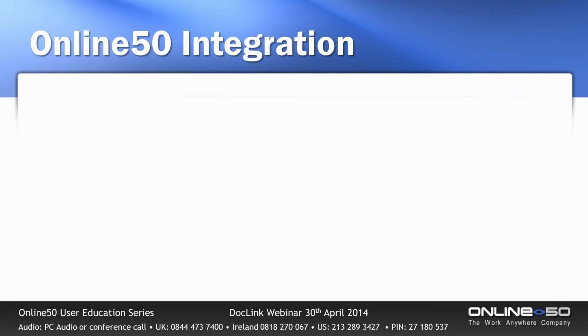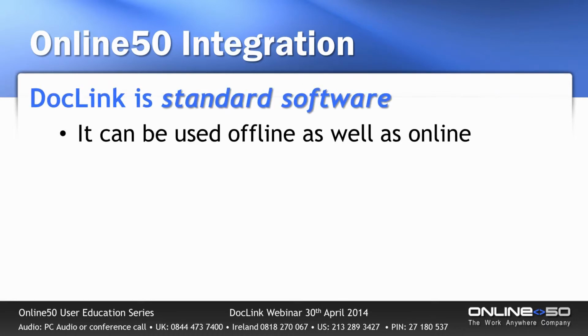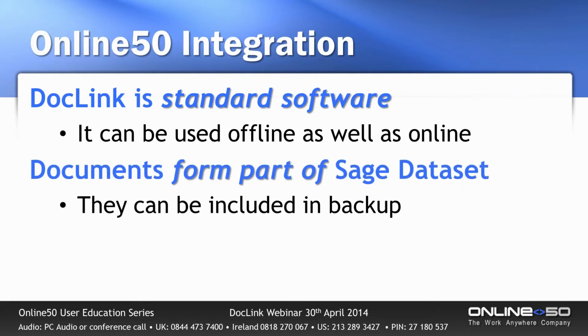We've taken the trouble to make sure we've integrated DocLink tightly into Online50. First of all, DocLink is standard software. It can be used offline as well as online. You'll remember one of the things that we try to do is make it easy for you to go online and easy for you to go offline when you need to. The documents that are saved form part of the Sage dataset, which means when you take a Sage backup, they can be included in that backup. That makes it very easy to take all of the documents online or offline in one go.